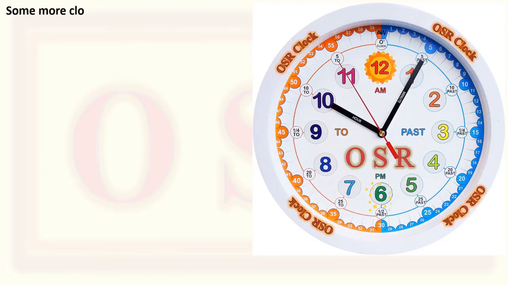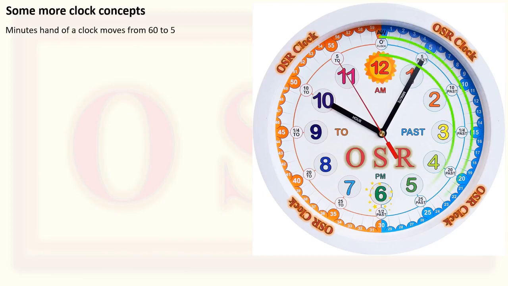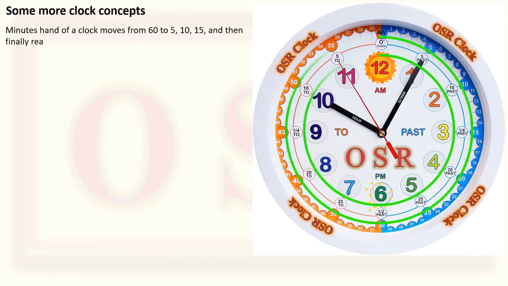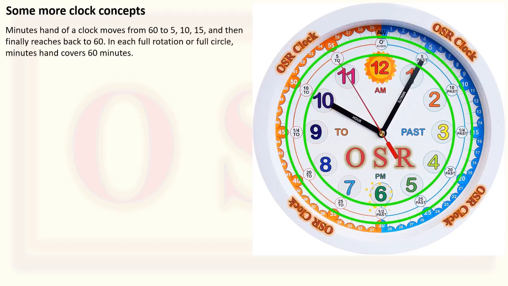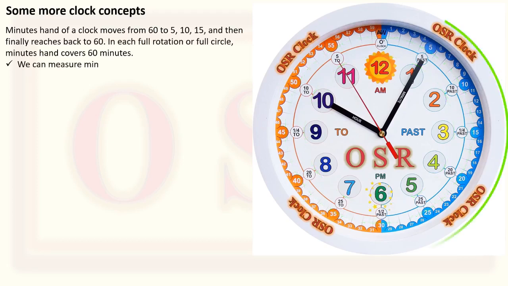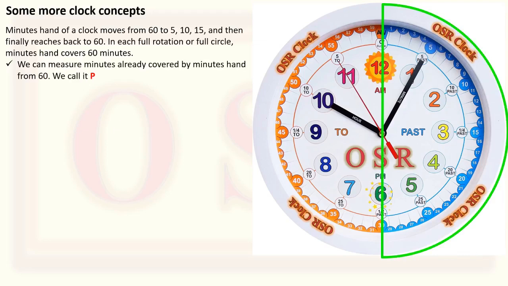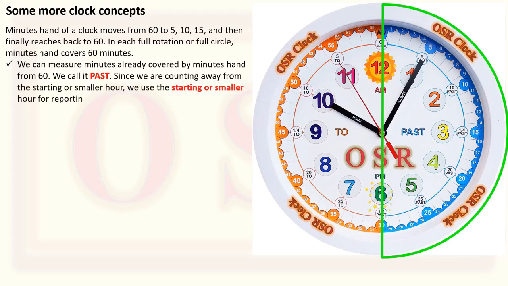Some more clock concepts. The minute hand of a clock moves from 60 to 5, 10, 15 and then finally reaches back to 60. In each full rotation or full circle, the minute hand covers 60 minutes. We can measure minutes already covered by the minute hand from 60. We call it past. Since we are counting away from the starting or smaller hour, we use the starting or smaller hour for reporting time in past notation.